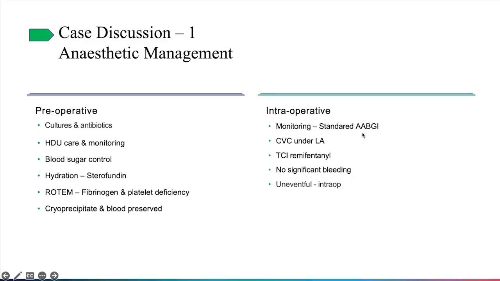So we took the patient to theater and established standard ASA monitoring, and a central venous catheter was inserted under local anesthesia. We didn't want to do it under neuraxial blocks or deep regional blocks like the sciatic block, because the patient was coagulopathic, which was evident in ROTEM. And we didn't want to do it under general anesthesia either, because the patient already had clinically evident hepatic encephalopathy. So we did the case under TCI remifentanil.